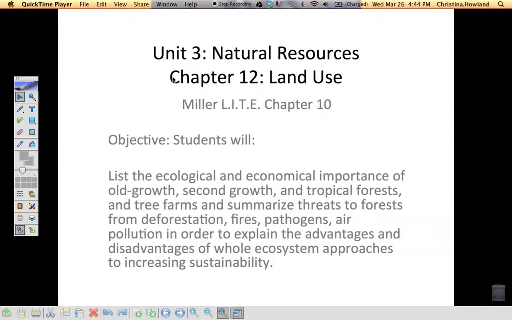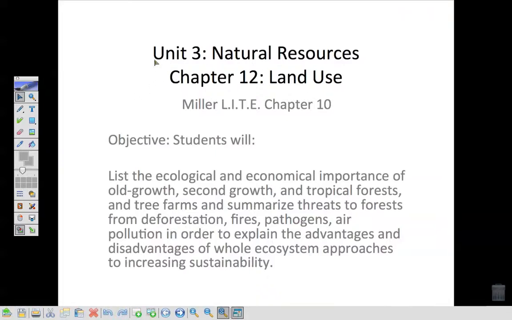Okay, so we're in the next chapter, still in Unit 3 on natural resources, and the next chapter is talking about land use. So the focus will mostly be on forest and forested areas. We will talk a little bit about grasslands, national parks, things like that. And the objective is here, we read about it in class.